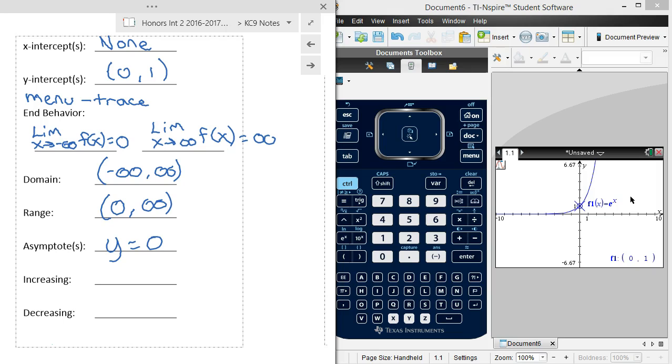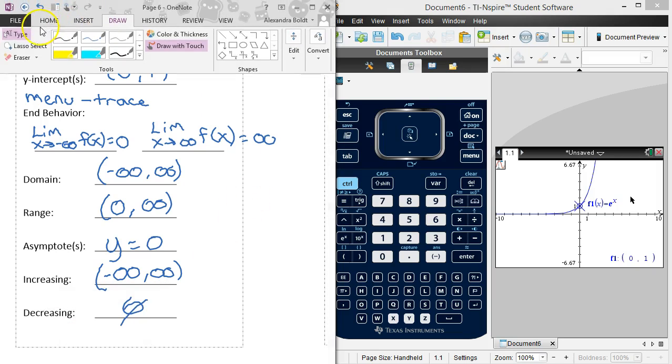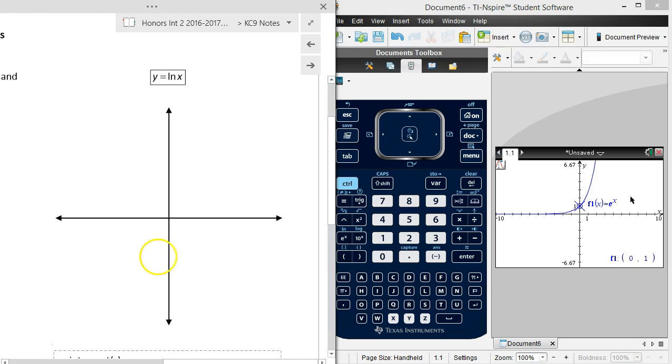If I start left and go right, my pencil would go up when I draw this, so it's increasing over its whole domain, negative infinity to infinity, and it is never decreasing. So that is our function, our properties of that function. All right, let's look at our next function.